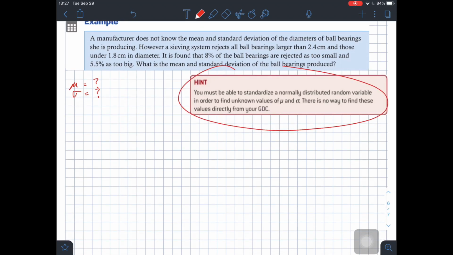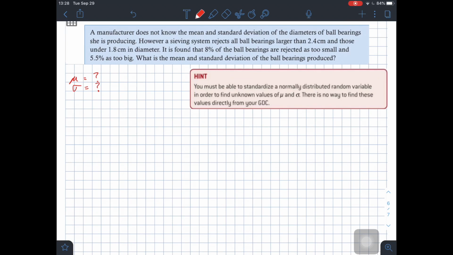Here you see the hint, which is what I talked to you about from last example. It says, you must be able to standardize a normally distributed random variable in order to find unknown values of the mean and standard deviation. There is no way to find these values directly from your GDC. So we will have to apply this concept of standardizing a normal distribution to be able to solve this.